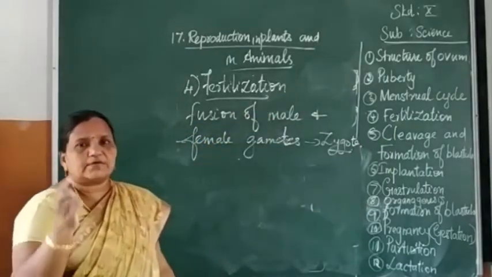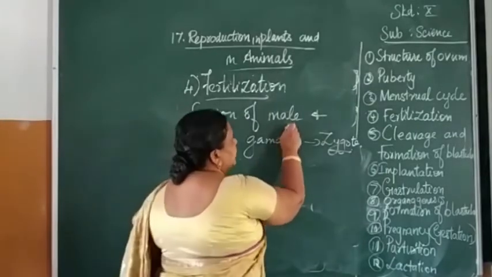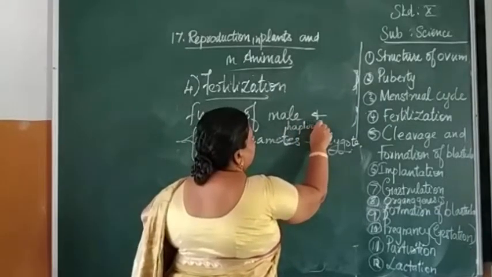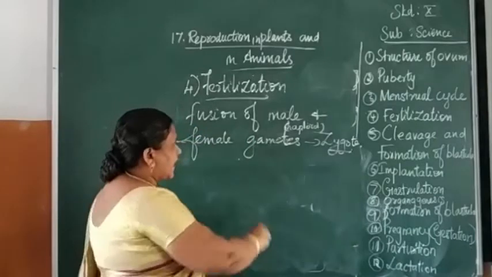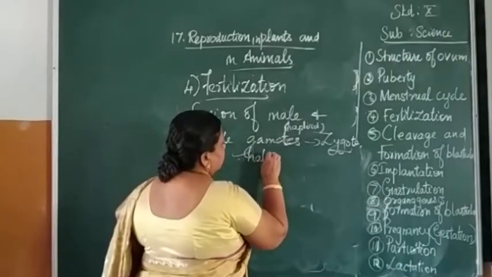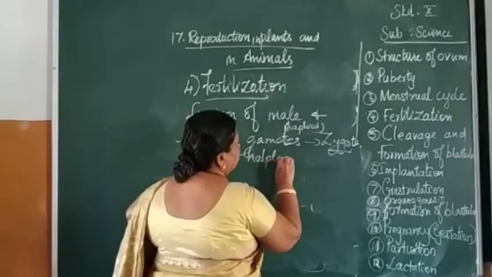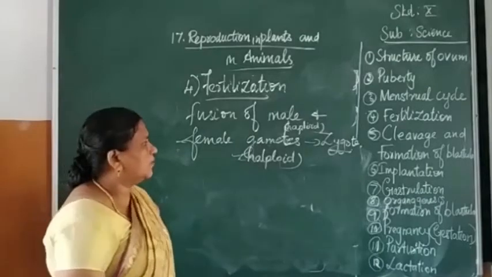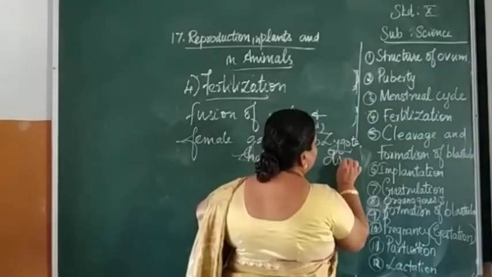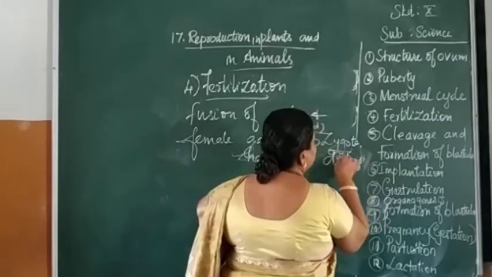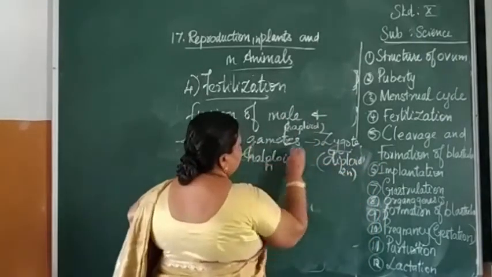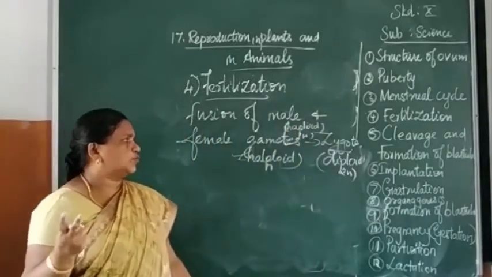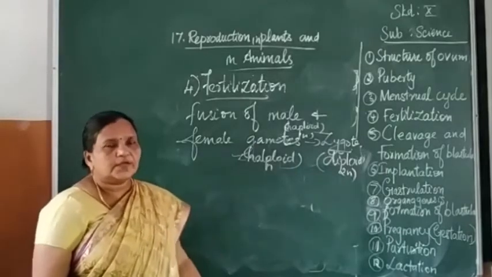The male gametes have only one set of chromosomes, that is haploid chromosomes, and the female gametes have haploid chromosomes. Both will unite together to form the zygote. It has a diploid number of chromosomes, that is 2n. Here n, here n. Next we are getting the zygote with 2 sets of chromosomes, a double set of chromosomes, that is diploid.